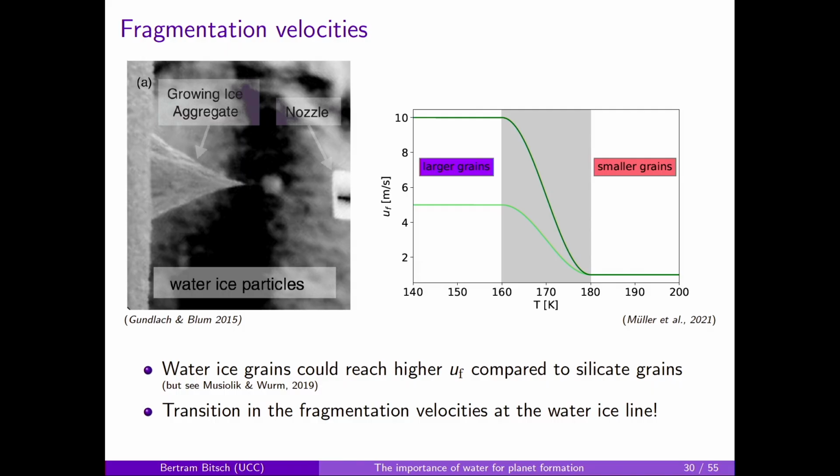But now there's a twist to it, because the idea here is that water ice grains and silicate grains might actually not have the same size. So this is motivated by experiments from Gundlach and Wurm nearly 10 years ago, where they looked in laboratory experiments how grains can actually grow in the lab, and they found that particles that contain a little bit of water ice can actually grow more efficiently, so can grow to larger sizes.